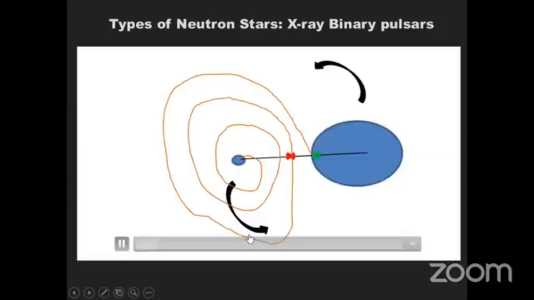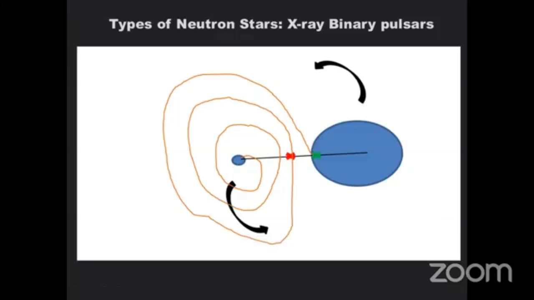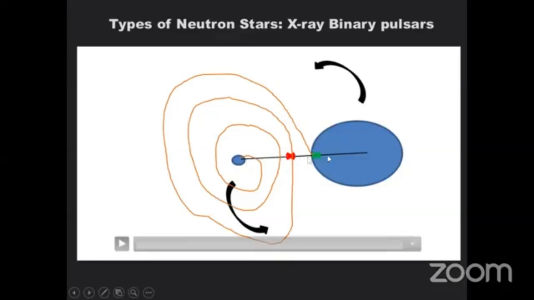So to understand the physics, here is the diagram. Here is that main sequence star, that normal star. We call it the donor star. And here is the neutron star, but we don't call it neutron star. We call it the accretor. This accretor can also be a black hole or a white dwarf. Remember, it can be these two.